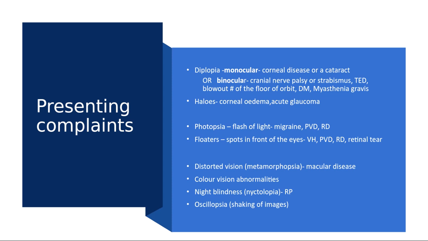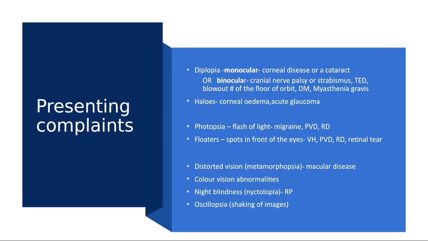Halos are also a frequent presenting complaint. Halos usually occur when you have corneal edema, such as acute angle closure glaucoma. You can also get halos with cataracts and, say, oncoming lights at night, for night driving. Photopsia, have you ever heard of photopsia? Do you know what photopsia is? No. It's basically what we call a flash of light. Patients will frequently describe flashes or streaks of white lightning at the side of their vision.